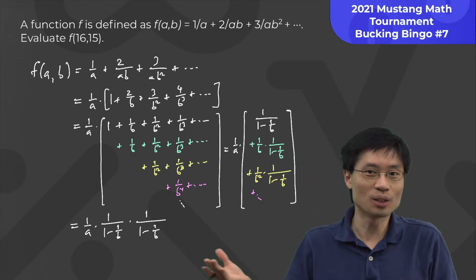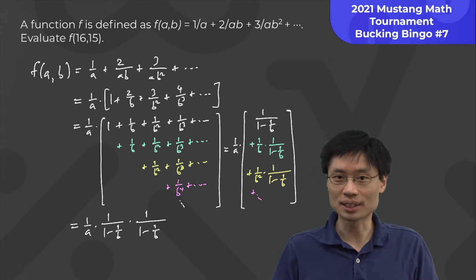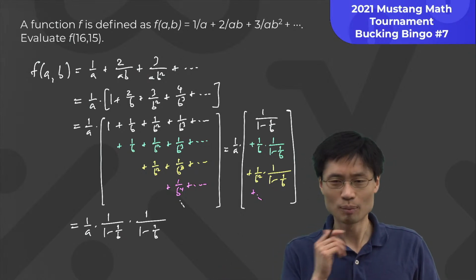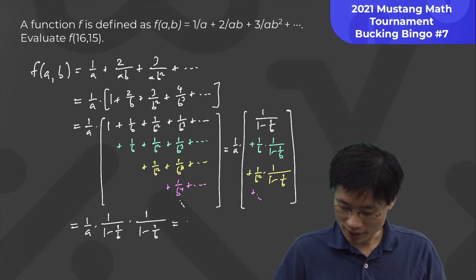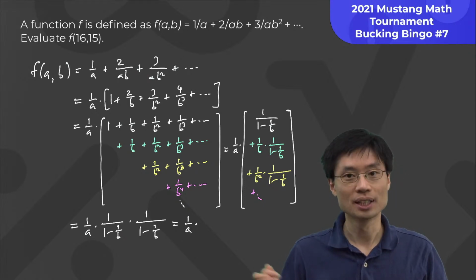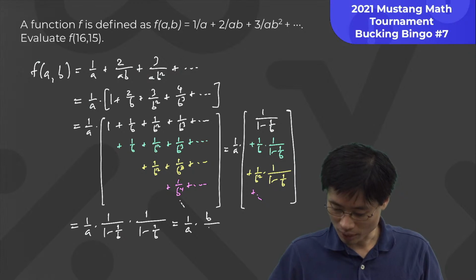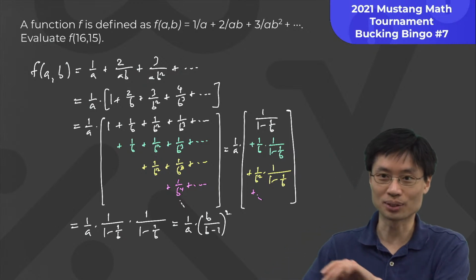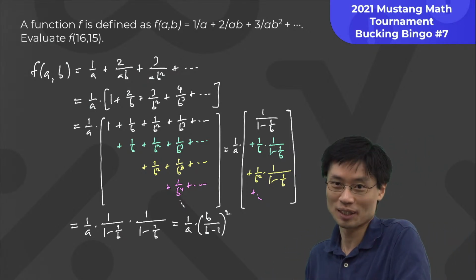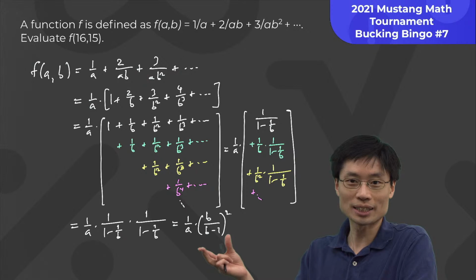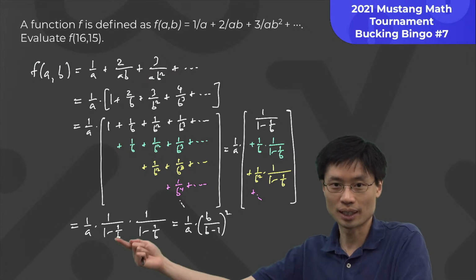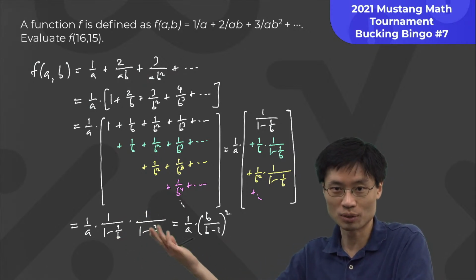So now I just need to know what happens when I plug in a equals 16 and b equals 15. Maybe let's simplify this a little first. This is 1 over a times, now multiply top and bottom by b. So it becomes b over b minus 1, whole thing squared. I don't understand how middle school students know this much, but you guys are just very impressive nowadays. So that's the answer, right? I multiply top and bottom by b, so it's b over b minus 1.